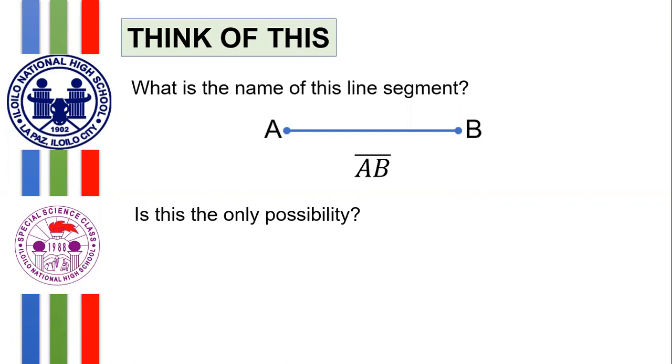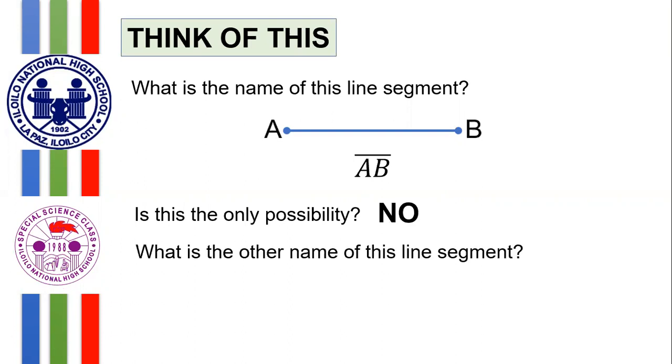But the next question is, is this the only possibility? Is the name of this segment AB only? And the answer here is no. In fact, this line segment could also be called line segment BA, because based on what we learned from our geometry, commutativity is one of the properties that we could use in naming a segment. So line segment AB and line segment BA are the names of this segment.